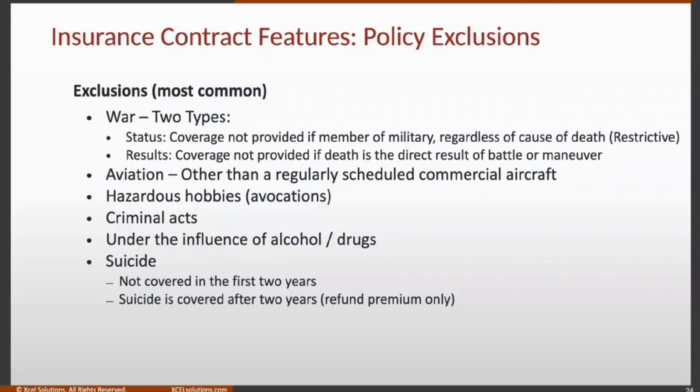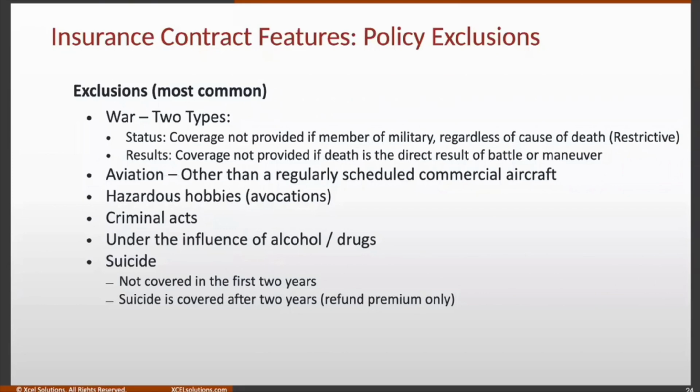Also, they could exclude hazardous hobbies or avocations. Maybe a person bungee jumps on a regular basis. Maybe they parachute on a regular basis. Maybe they scuba dive on a regular basis to very low depths. Maybe they race motorcycles or three-wheelers every weekend. Any of those hobbies could be hazardous enough for the insurance company to say, we're not going to cover a cause of death due to that particular hobby that you become involved in every weekend or on a very regular basis. So hazardous hobbies and avocations can be excluded as well.